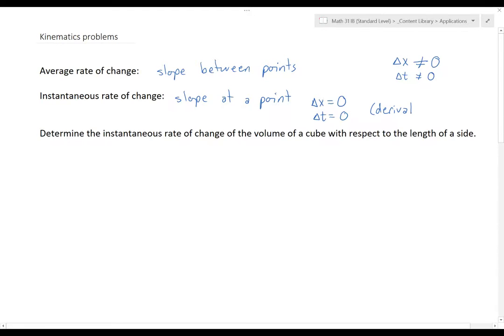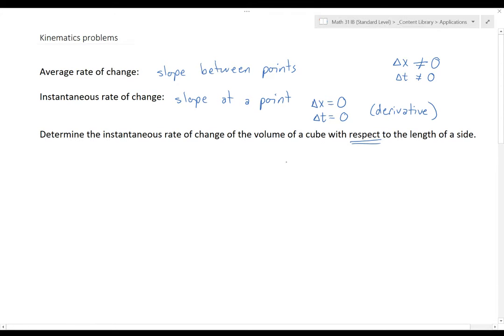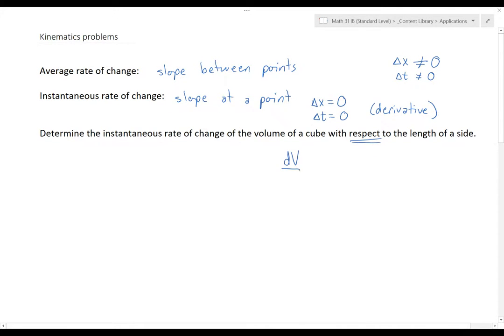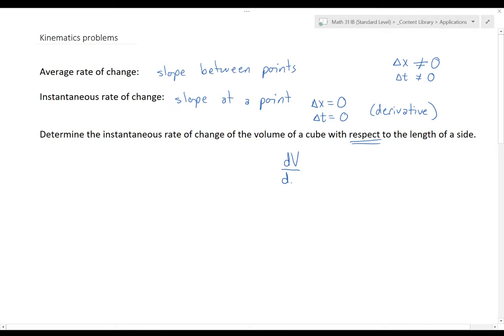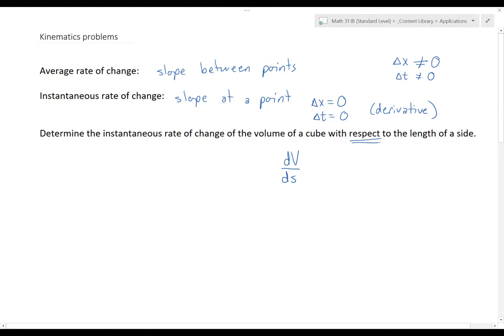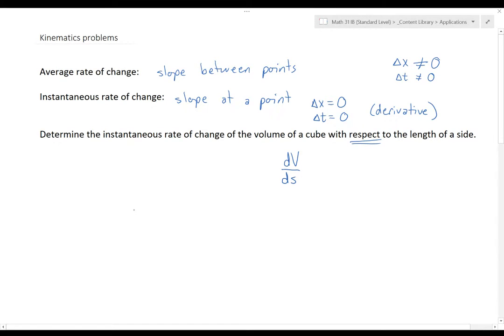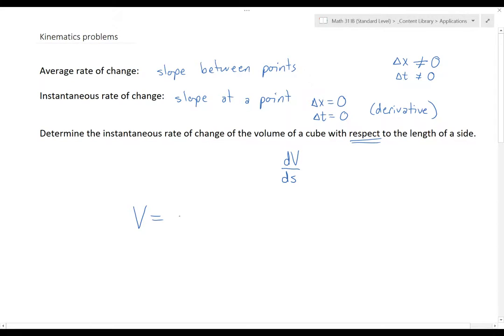All right, so when we are being asked to determine the instantaneous rate of change of the volume of a cube with respect to the length of a side, that is telling me my independent variable. So I am looking for the rate of change of the volume, so dV/ds, with respect to the length of a side. So I need a relationship between volume and the length of a side. It's a very straightforward example here because the volume of a cube is its side length cubed.